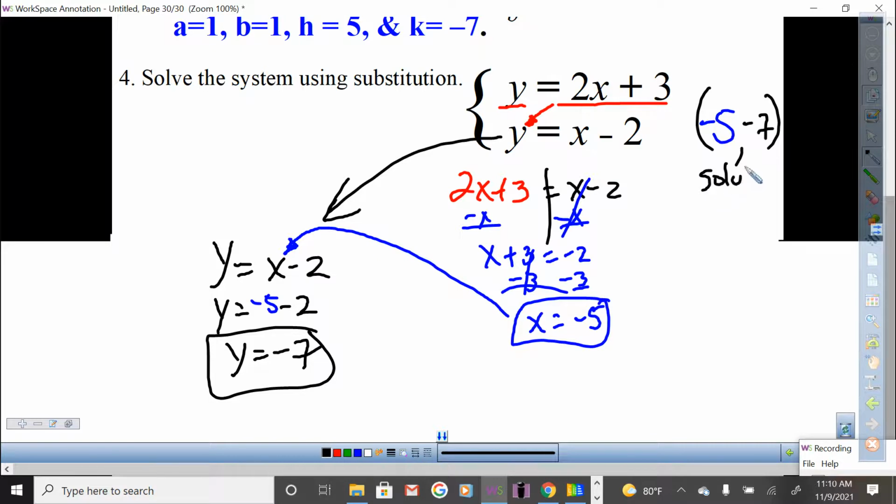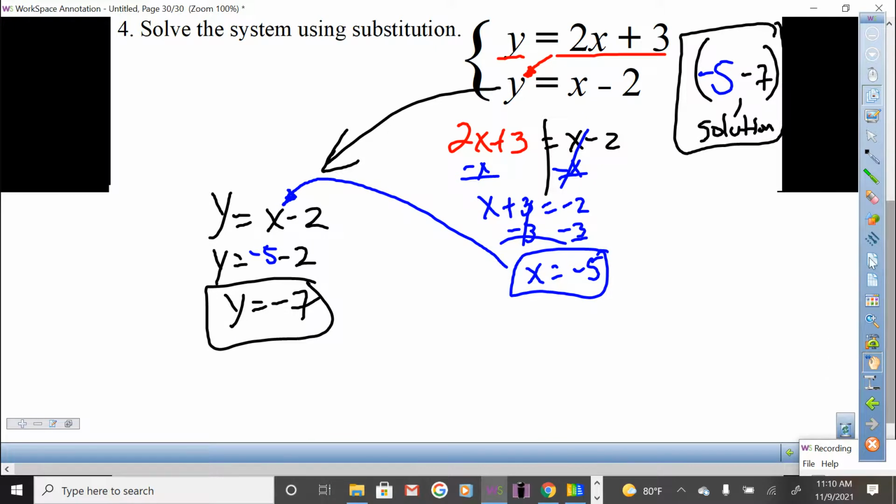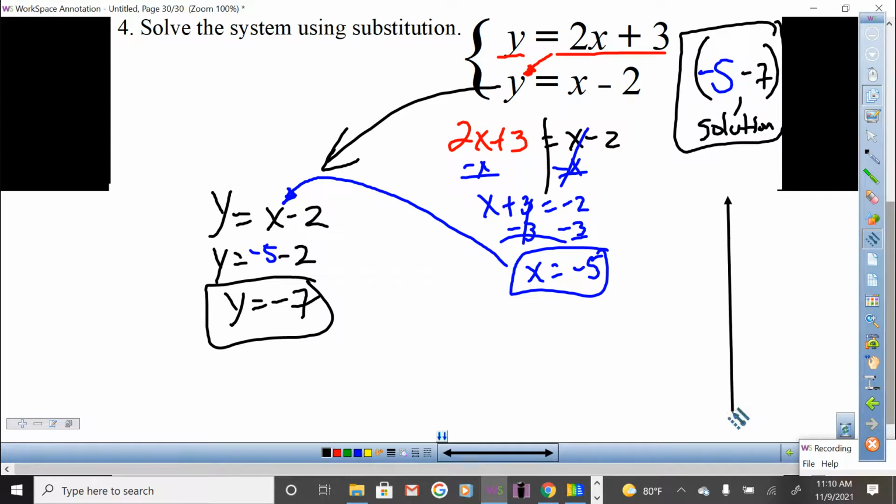So aside from being the solution, tell your neighbor what this is. What is that? All right, what is that, Lois? Very close. He said the y-intercept. Very close. Let me show you what it is, just in case you didn't get it.